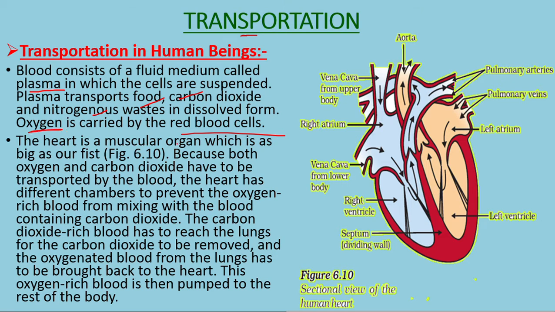The heart is a muscular organ which is as big as our fist. Because both oxygen and carbon dioxide have to be transported by the blood, the heart has different chambers to prevent the oxygen-rich blood from mixing with the blood containing carbon dioxide. The carbon dioxide-rich blood has to reach the lungs for the carbon dioxide to be removed, and the oxygenated blood from the lungs has to be brought back to the heart. This oxygen-rich blood is pumped to the rest of the body. So, the heart is a very vital organ to the human.